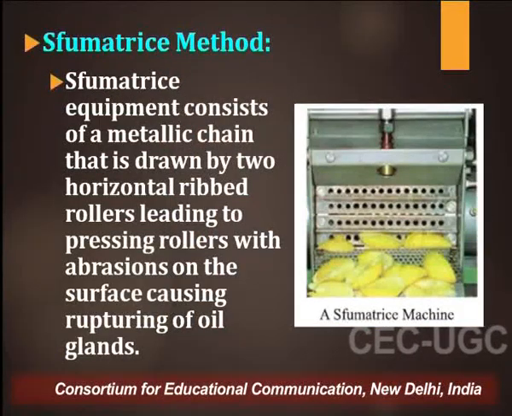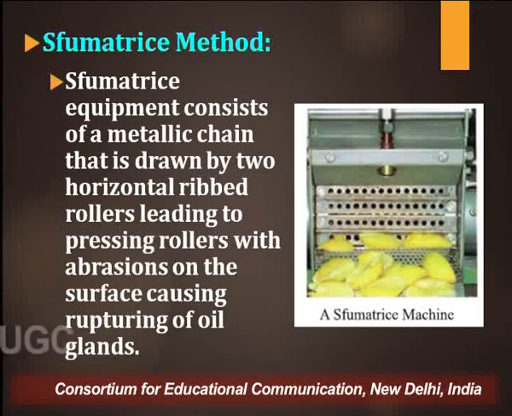And the second mechanical method which is widely used is Sfumatres method, and this equipment consists of a metallic chain that is drawn by two horizontal ribbed rollers, and these rollers lead to the pressing rollers which have abrasions on their wall, and these abrasions again basically cause the rupturing of the oil glands, thereby releasing the oils, which is continuously washed with the help of water into the collecting container, from where the water is separated from the oil and oil is separated.